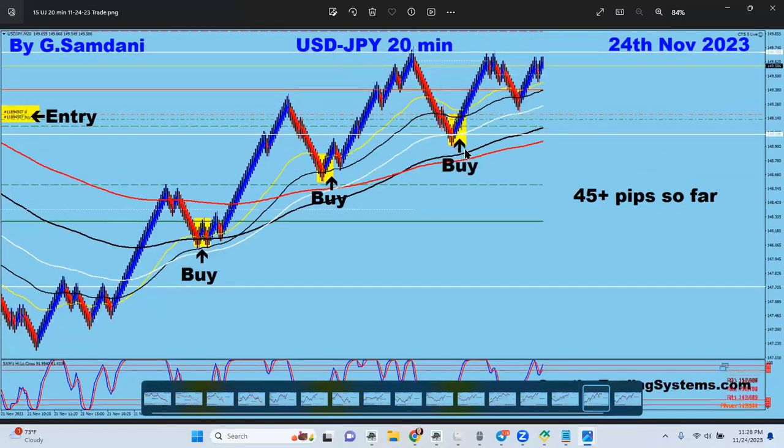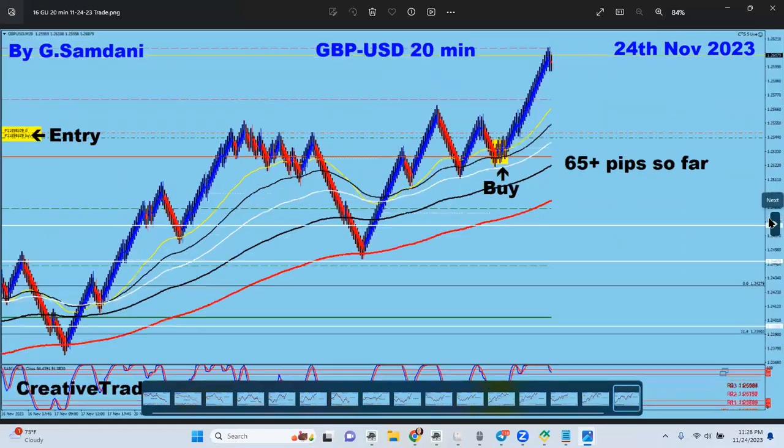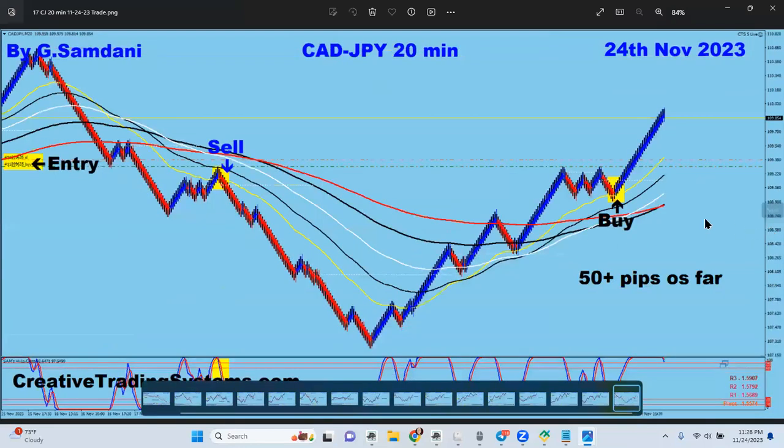And USD yen again, the third one for 45 pip, buy order. The first one, the second one, the third one on the 24th here. And this is pound USD, 65 pip to the long side. And again, yen index gave me this one, CAD yen to the upside for 50 pip. Now, why so many yen trades, and all of them are long? Every single pair was going long, right?